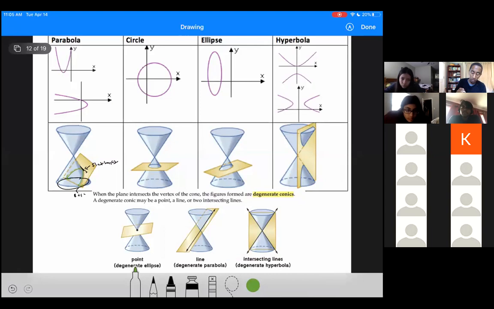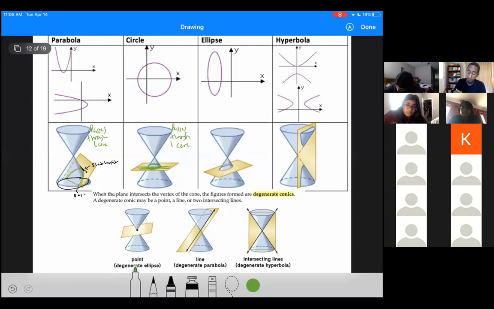For the circle, it can only pass through one cone, so I'm going to write, this one passes through one cone. On the first one, it passes through one cone. This one also passes through one cone. And this one has to pass directly horizontal to create a circle. That's the circle here.